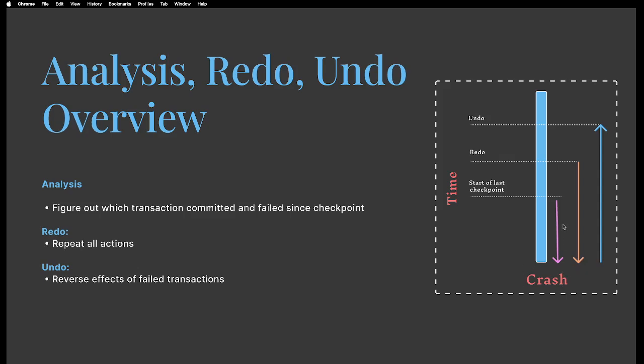So this does the analysis part. And the second one, we repeat all the actions. This one is called redo, and you repeat all the actions you did before, right? All of them are related to time and the time of the crash. Finally, you reverse the effects of the failed transactions, and this is called undo. You can see redo and analysis go in one direction, but undo goes in the opposite direction. This is something you will have to remember.